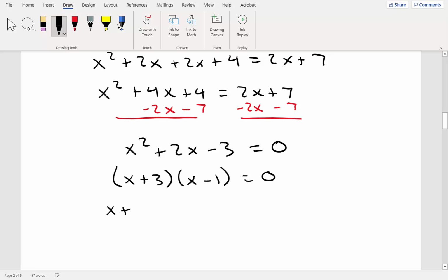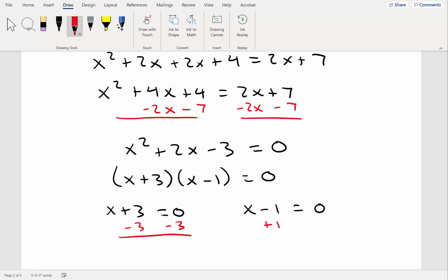Now you could go ahead, set each factor equal to 0, and then solve. So for the first equation, go ahead, subtract 3 from both sides. Second equation, add 1 to both sides. I get x is equal to negative 3, and I get x is equal to positive 1.